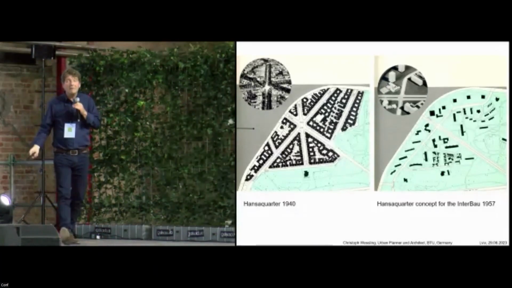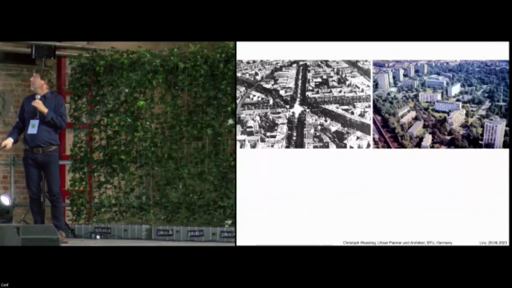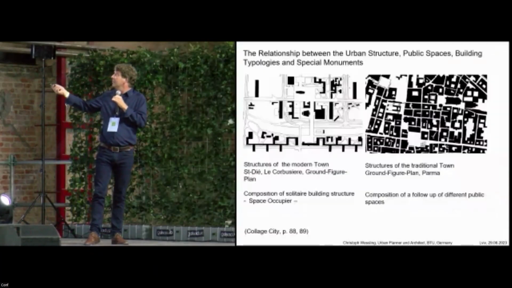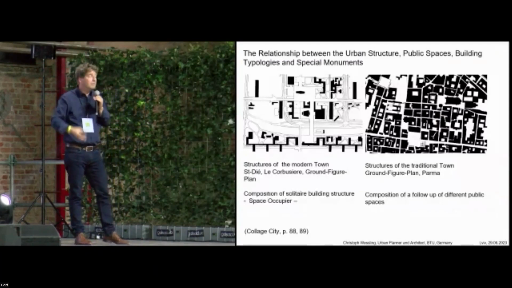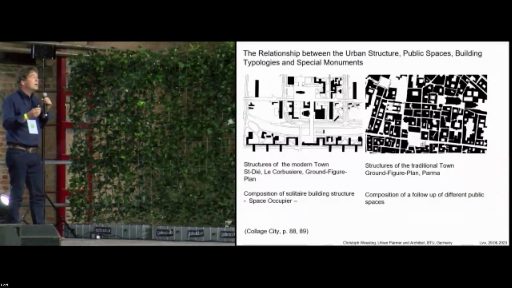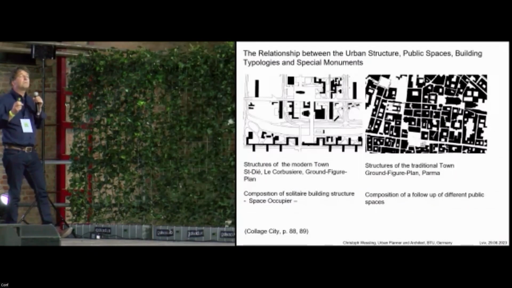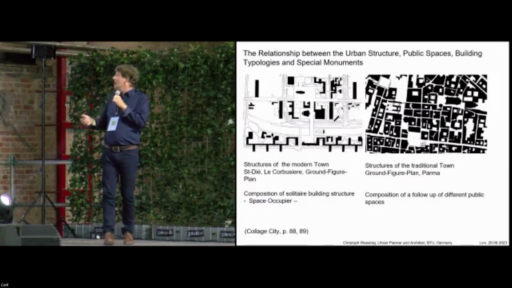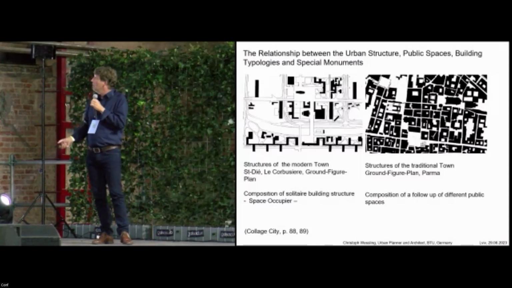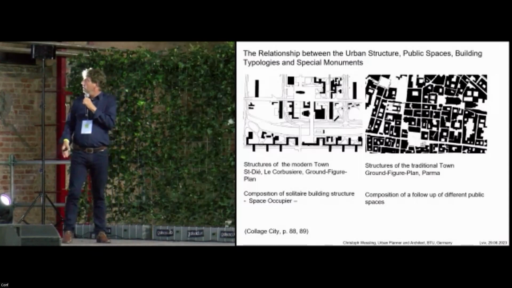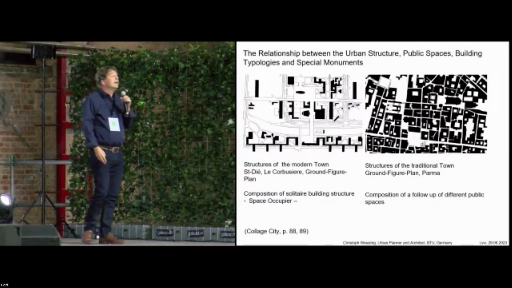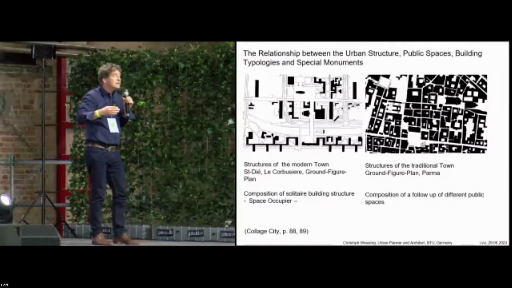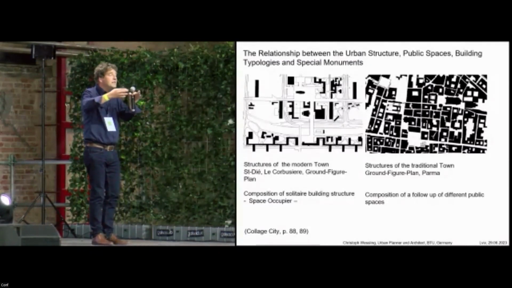And here I'm coming to this, here we see this in bird view perspectives. And here I'm coming to what Anton mentioned. Here we can see two totally different approaches of our urban environment. On the one hand side, the traditional town, here with this ground figure plan of Parma, where the buildings are defining the streets, where they are defining the public spaces.